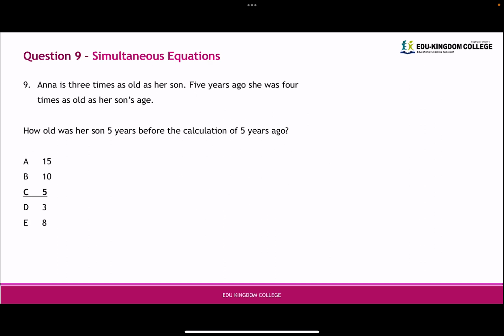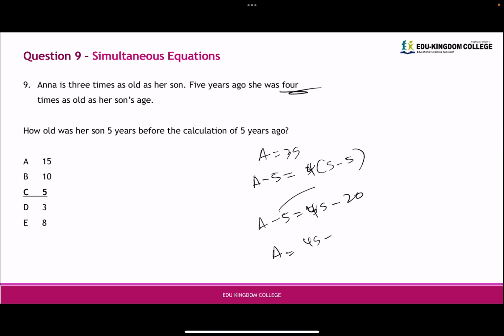Now, question 9. Anna is 3 times as old as her son. So A equals 3S. But 5 years ago, she was 4 times as old as her son. So A minus 5 equals 4 times S minus 5. So that's 5 years ago for both of them. So A minus 5 equals 4S minus 20, because it was 4 times as old. And A equals 4S, move the minus 5 over, it becomes plus, so it should be 4S minus 15.